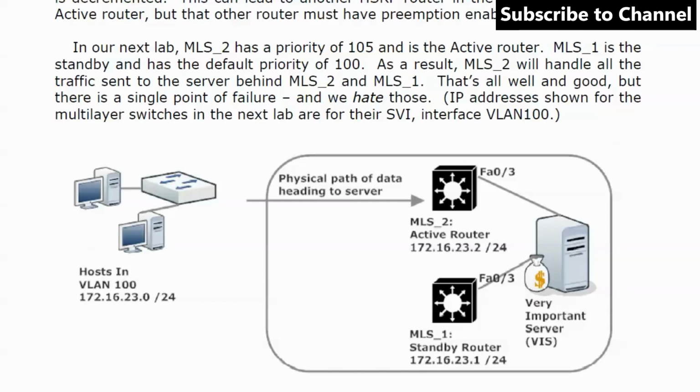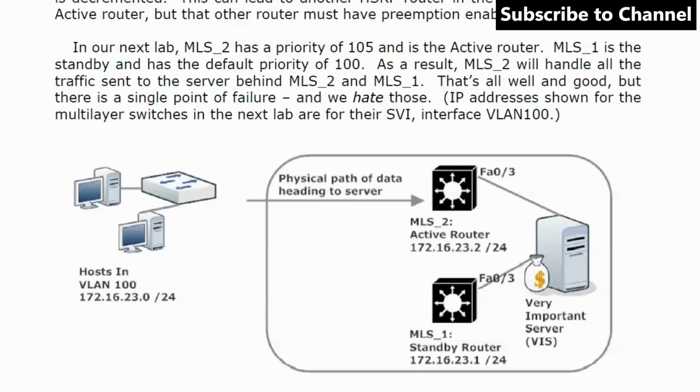And what we're going to do is set MLS 2 up with a priority of 105. It should, of course, become the active because it's going to have a higher priority than 1, which we're going to leave at the default priority of 100. Well, as a result, then 2 will handle all the traffic sent to the server behind MLS 1 and 2 here. You can tell it's a very important server because I put a giant bag of money next to it.